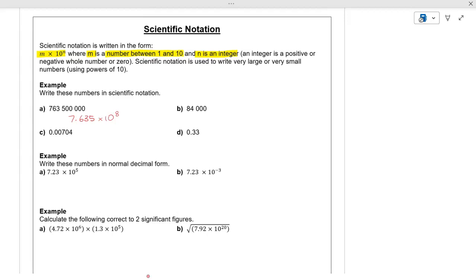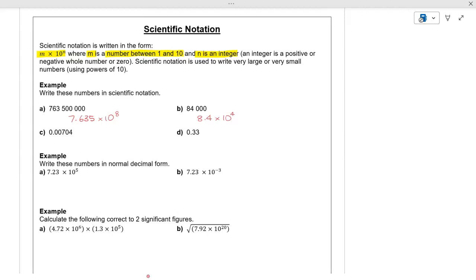For this question, I need my number between 1 and 10, so it's going between the 8 and the 4, times 10, and how many places did I move my decimal point in? 1, 2, 3, 4, so to the power of 4. So therefore those are our large numbers. For our small numbers, we do the same thing, we're just working to the right this time.